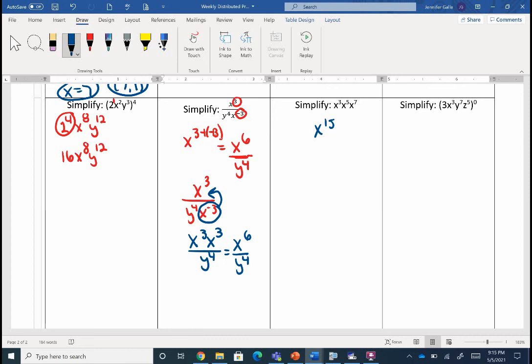Last but not least, we see everything inside this set of parentheses is being raised to the 0 power. Anything, no matter how many terms are inside those parentheses, no matter how many variables, whatever we have, anything raised to the power of 0 equals 1.